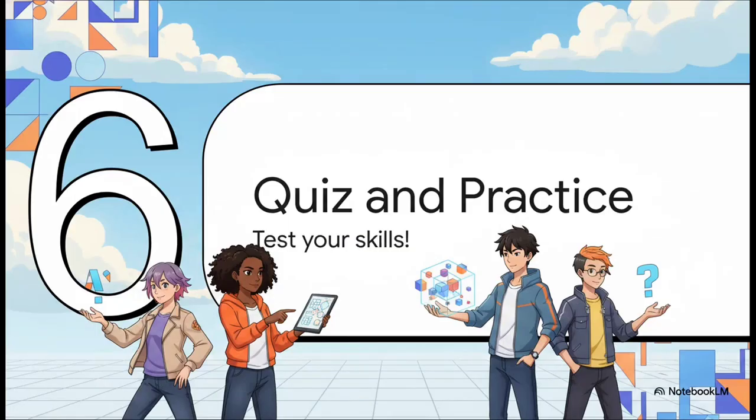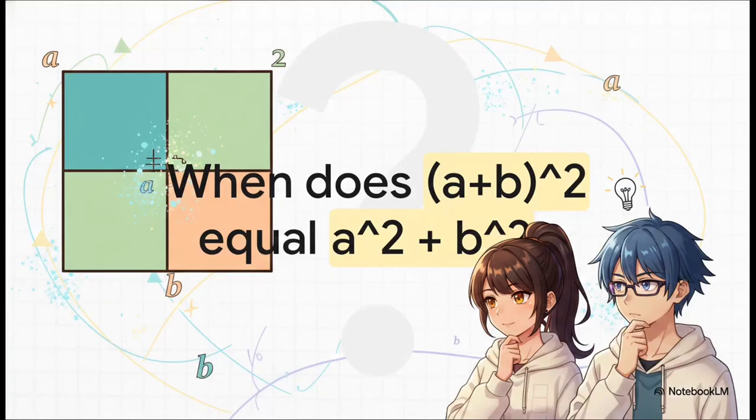Section 6. Viewer quiz and practice. Here is a really thought-provoking question, directly from the Think and Reflect section of our source text. We know that a plus b squared expands to a squared plus 2ab plus b squared. So under what exact conditions would a plus b squared be perfectly equal to just a squared plus b squared? What has to happen to that middle 2ab term? Think about what values of a or b would make that middle piece vanish entirely.